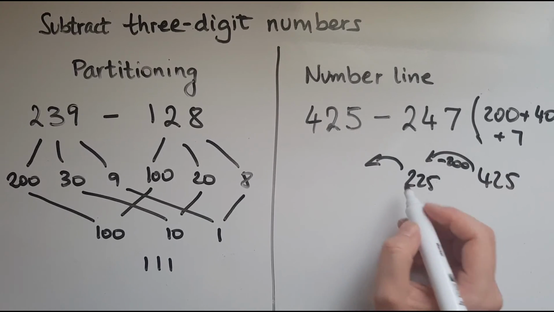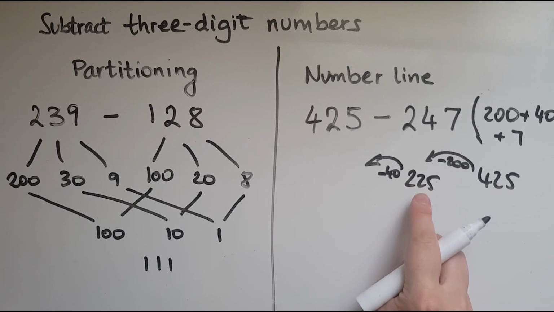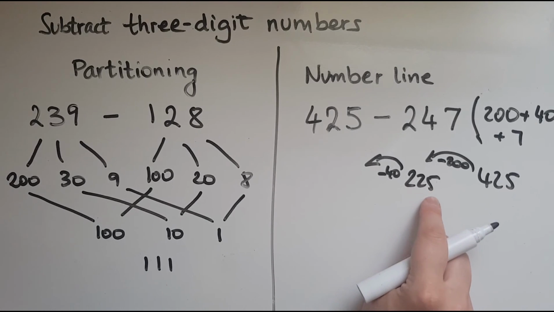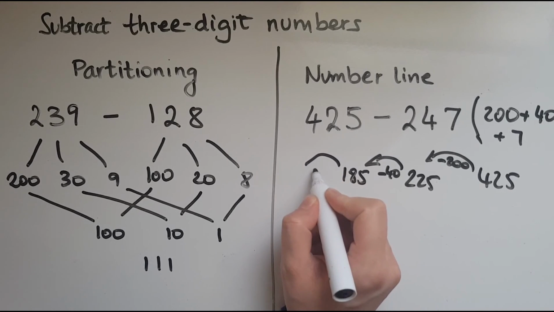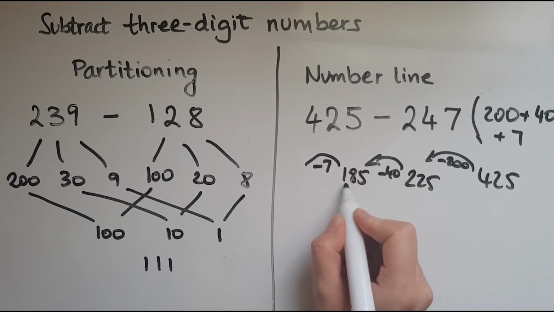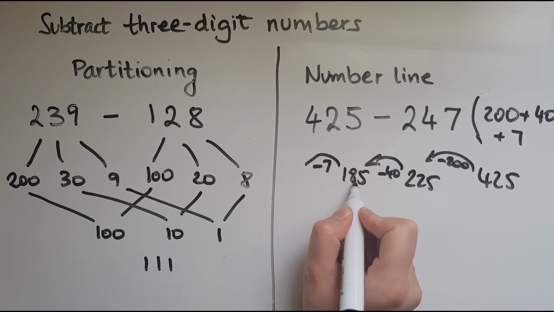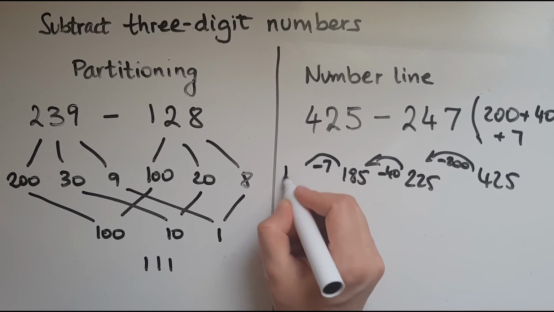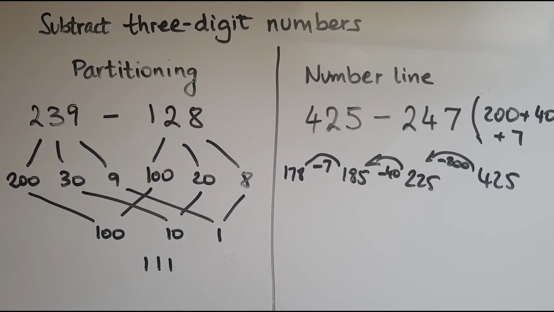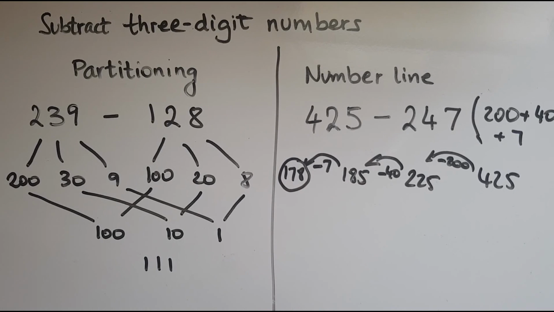Now I will take away 40, so I'll go 215, 205, 195, 185. And finally taking away 7, so from 185 I'll take away 5 first to make this 180, take away another 2 to make this 178. So my final answer is 178.